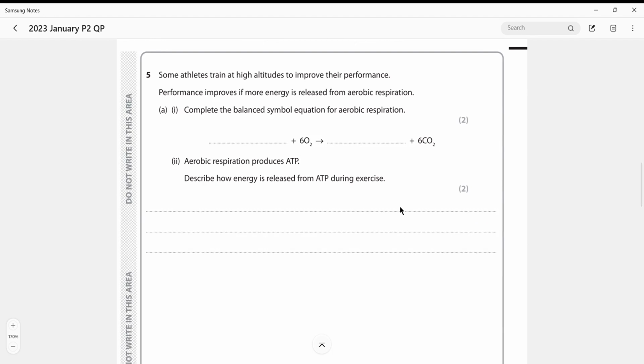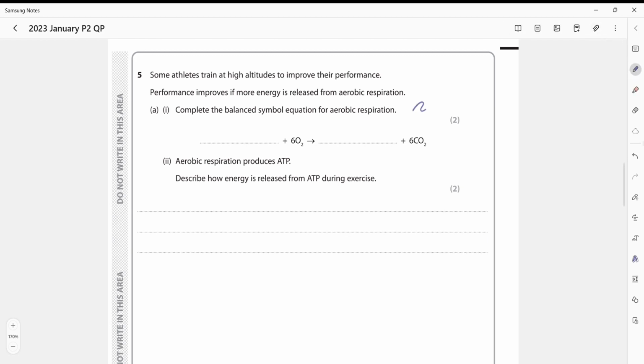Okay, question 5. Some athletes train in high altitudes to improve their performance. Performance improves if more energy is released from aerobic respiration. So part 1 says complete the balanced symbol equation for aerobic respiration. Aerobic respiration is glucose plus oxygen, and that would give you carbon dioxide and water.